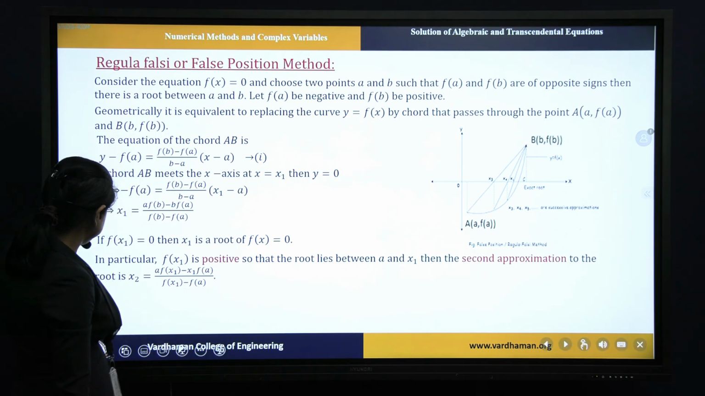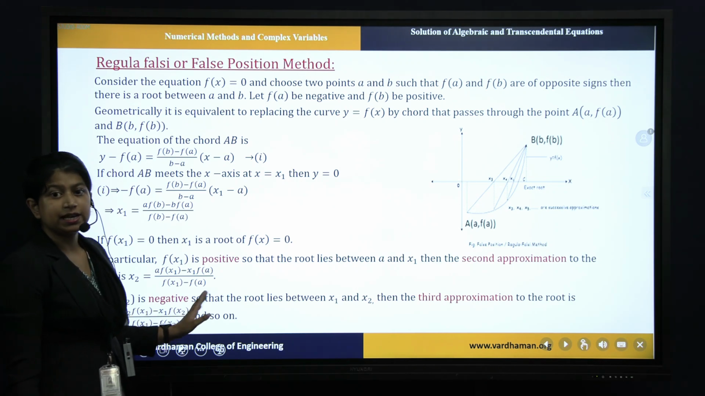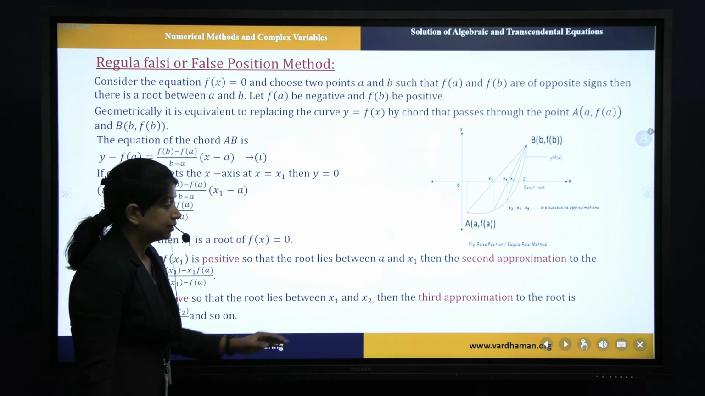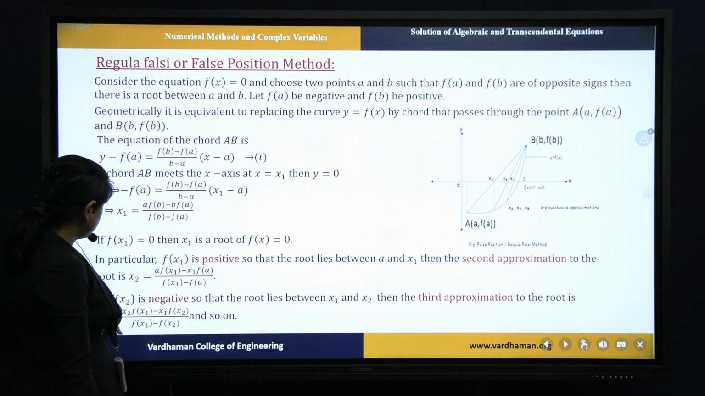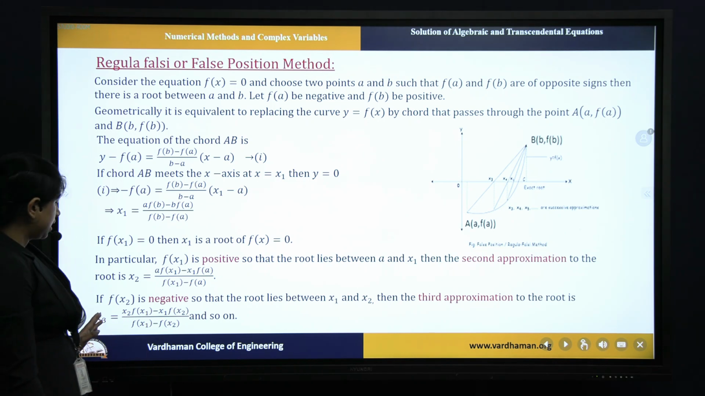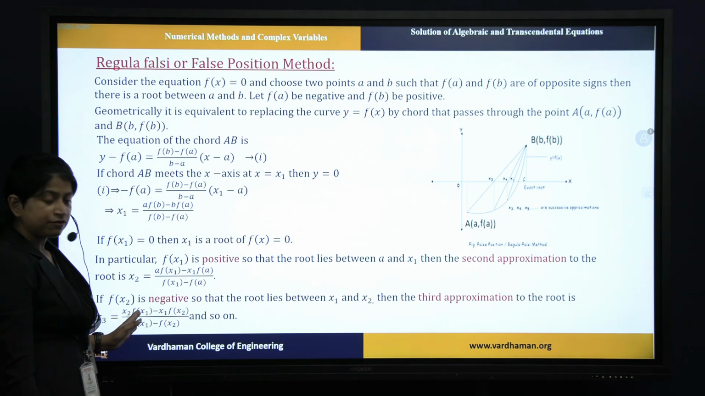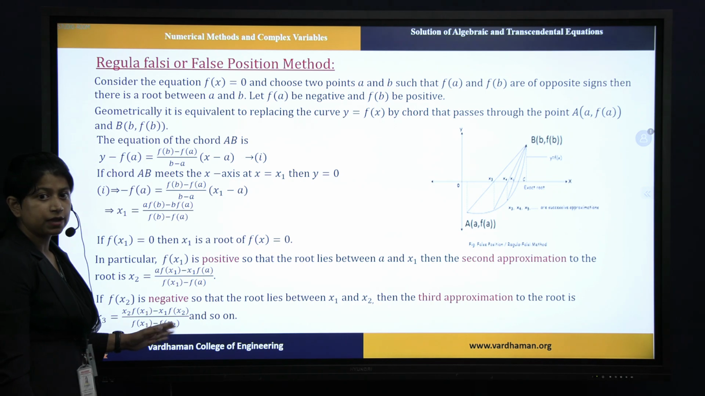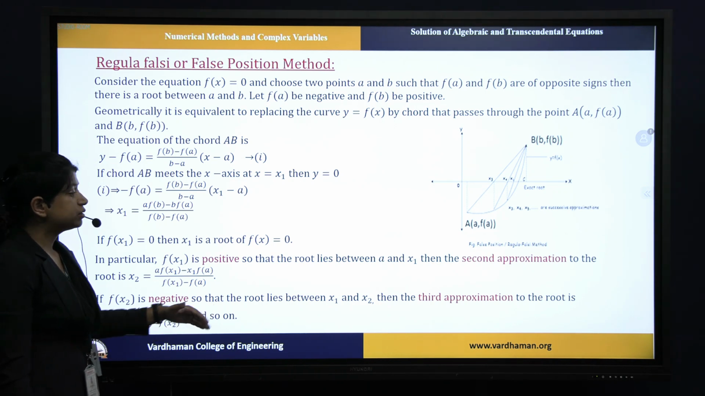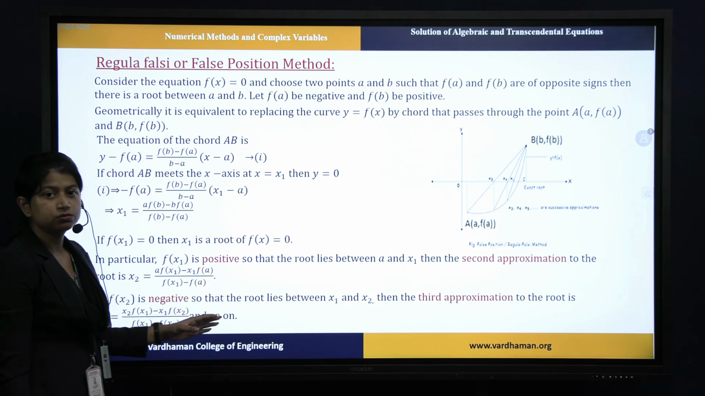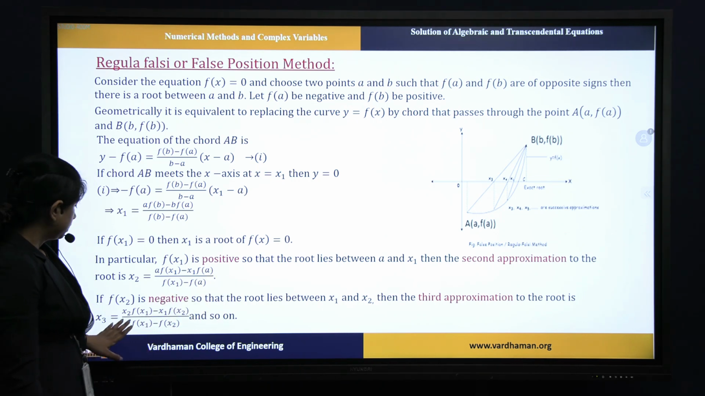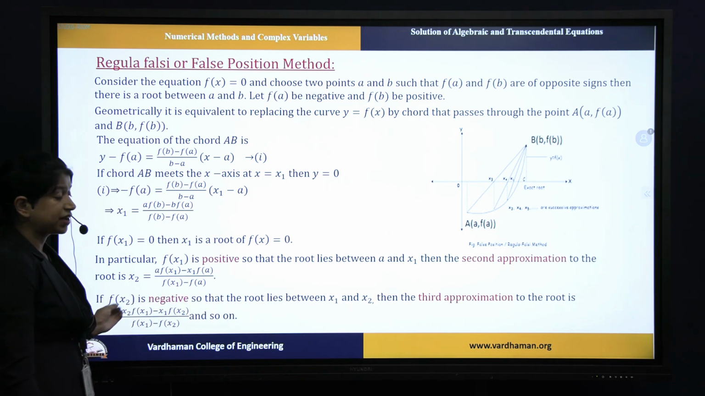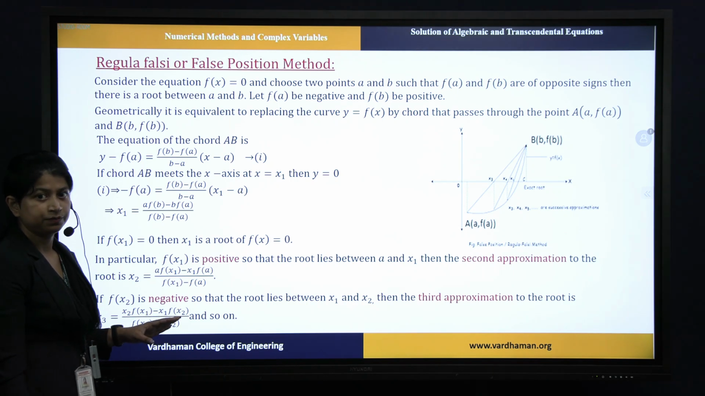So next, if f of x2 is negative, the root will lie between x1 and x2. Then the third approximation to the root will be denoted by x3, and it is given by x2 f of x1 minus x1 f of x2 by f of x1 minus f of x2, and so on. Likewise we get the fourth approximation onwards. This is the third approximation. Then likewise we can get the next approximation based on whether f of x3 is negative or positive.